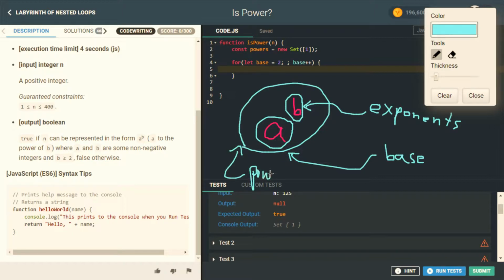When we're talking about a power, we're actually talking about the result of doing something to the power of something else. So a base to the power of an exponent gives us a power. The power is the actual result from this. Okay, cool. Good with that? Great, let's move on.